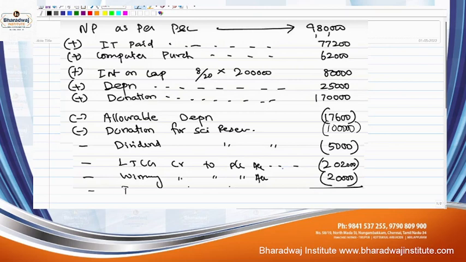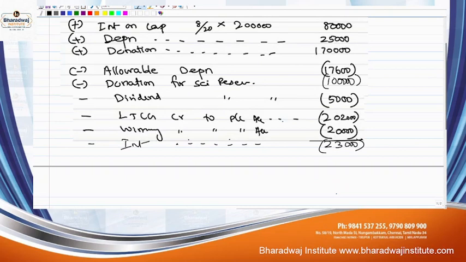Minus interest on government securities also. What is interest on government securities? 20. Eliminate that also. Dividend, long-term capital gain credited, winnings credited, interest credited. Eliminate everything and tell me this will give me which profit? Book profit.